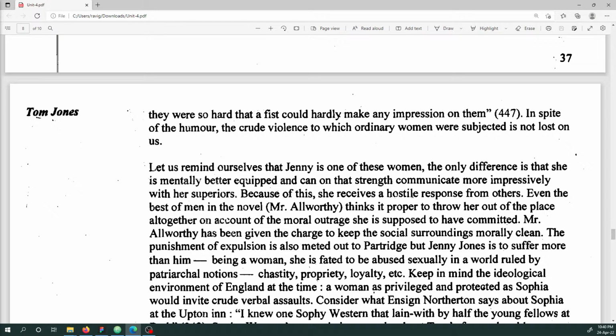Even the best of men in the novel, Mr. Allworthy, thinks it is proper to throw her out of the place altogether on account of the moral outrage she is supposed to have committed. Mr. Allworthy has been given the charge to keep the social surroundings morally clean. The punishment of expulsion is also meted out.